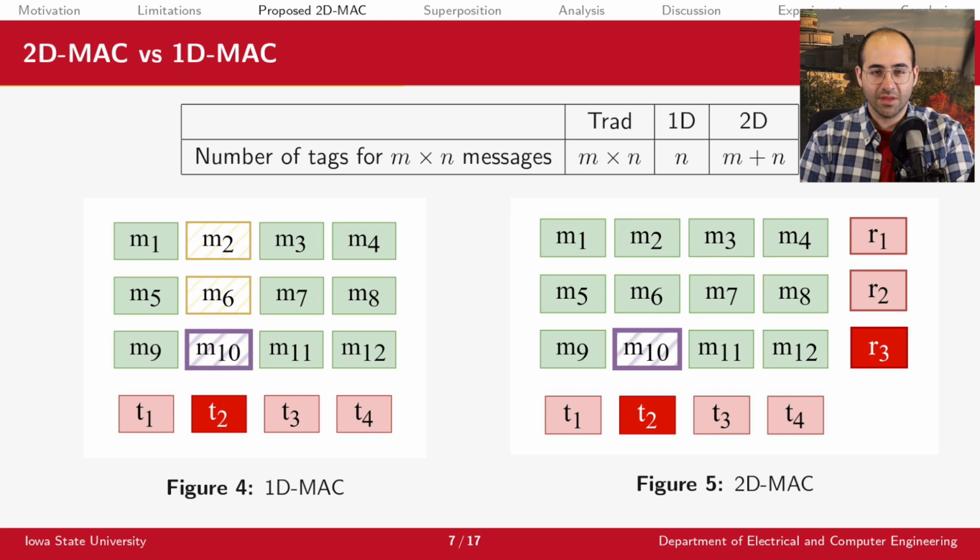Let's look at a quick example, where in the grid of 4x4, M10 is modified, shown in purple. In 1D MAC, the messages M2 and M6 will fail verification, whereas in 2D MAC, they will be verified by R1 and R2 tags, respectively. This is possible because 2D MAC can pinpoint the modified packet since tags R3 and T2 verification fail, whereas 1D MAC just pinpoints the column where a message could have been modified. This improvement in performance, however, comes at the cost of transmitting more tags compared to 1D MAC.